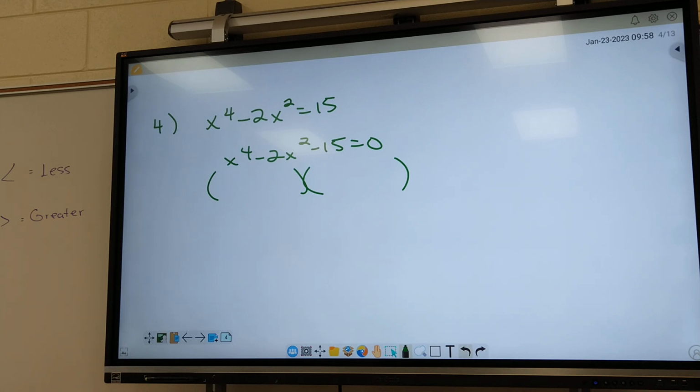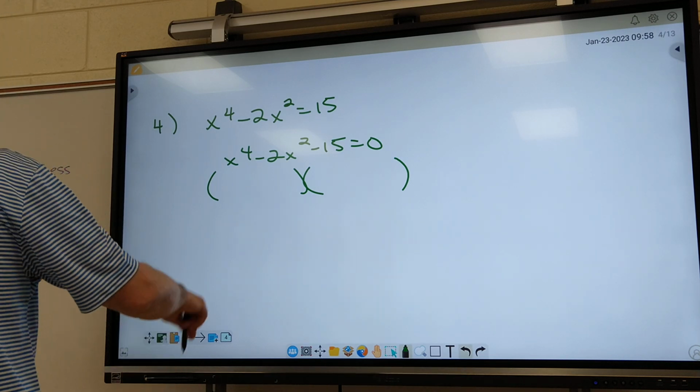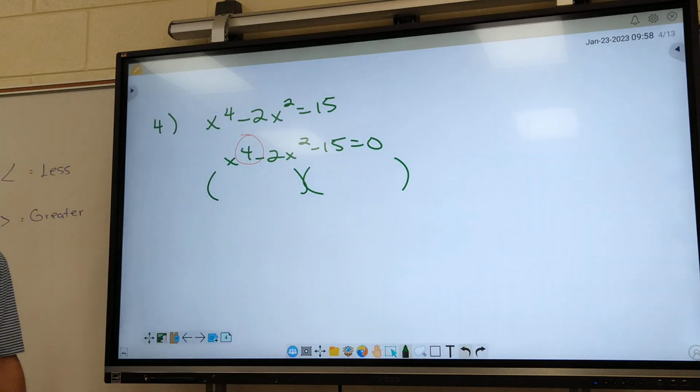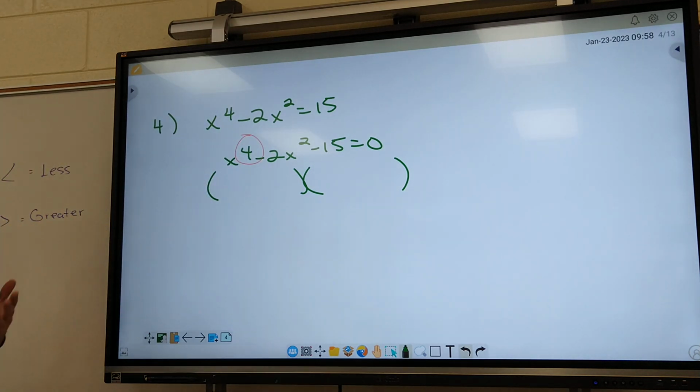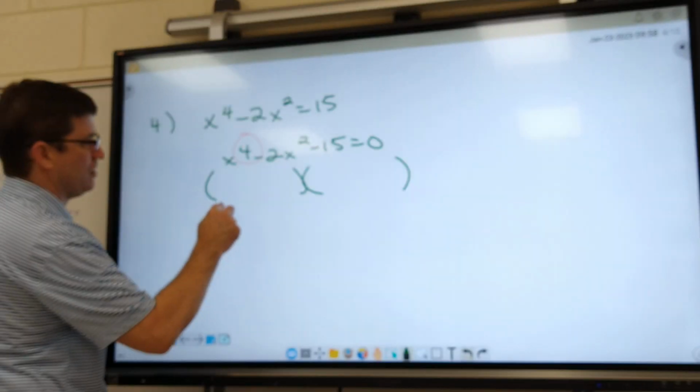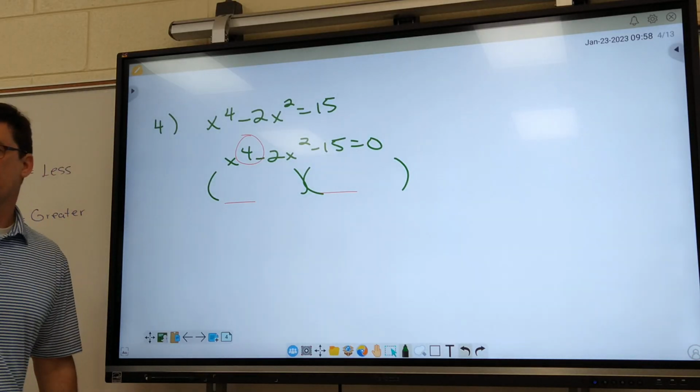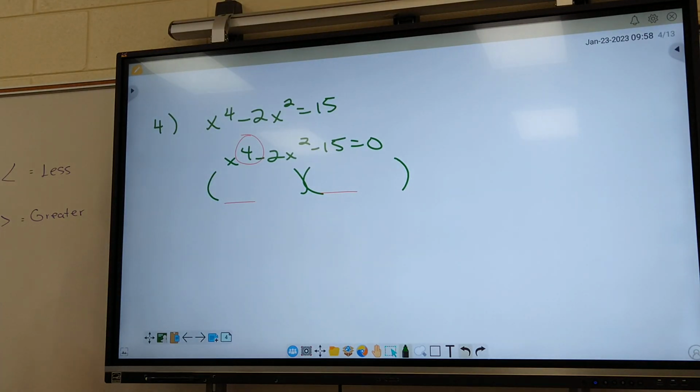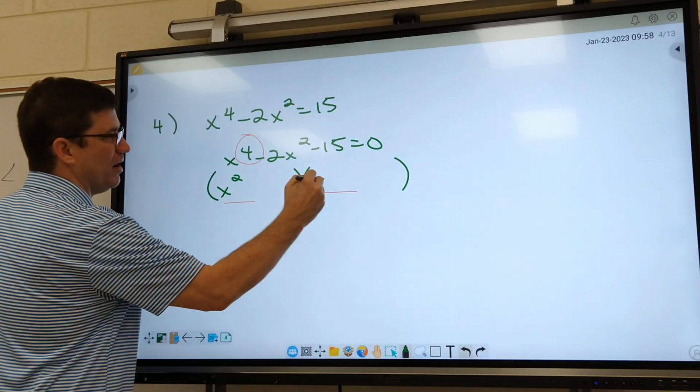We cannot do quadratic formula. Why not? Doesn't have an x squared in the front. It's got an x to the 4th. So how many answers does this mean we have to find in this problem? We've got to find 4. All right, so we have to factor it out. So, Harlan, what goes here and here? We got to, good. We got to do x squared and x squared.